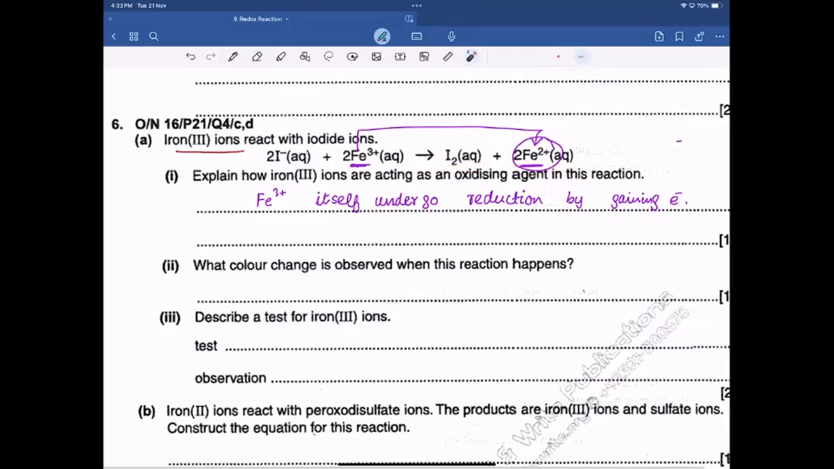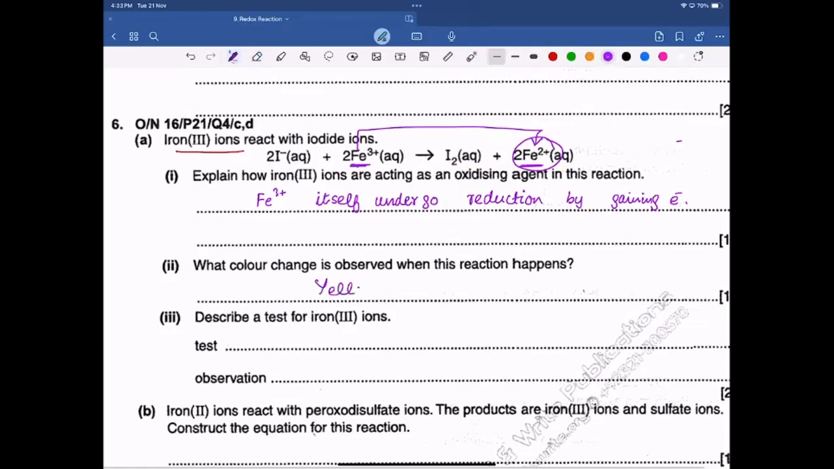Is this clear? And initially, it's iron 3 positive, so yellow to brown, and iodide negative does not have any color. Okay, so it's colorless. So yellow to brown.